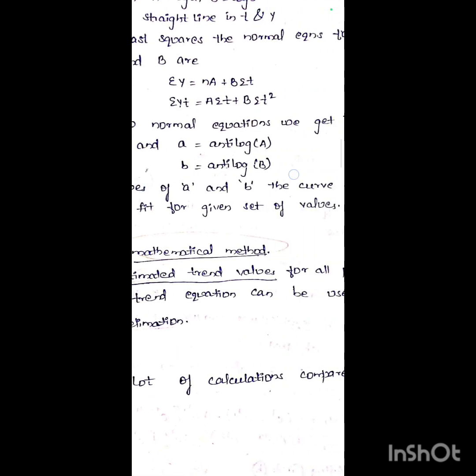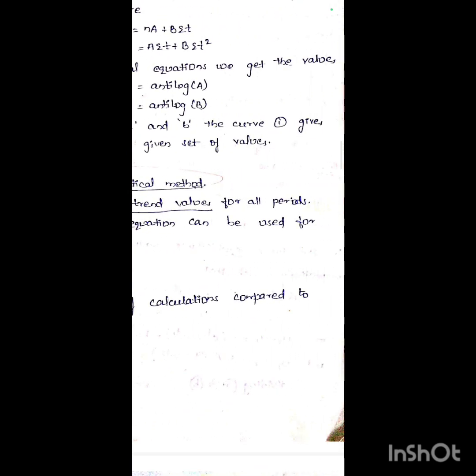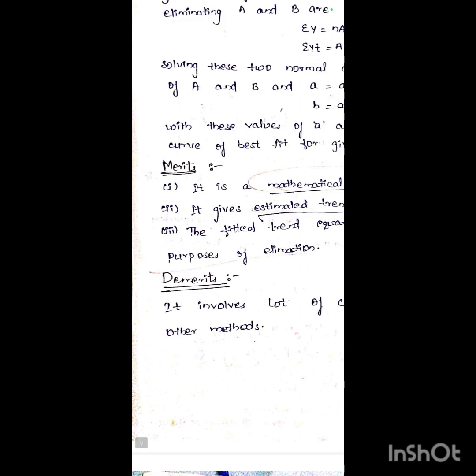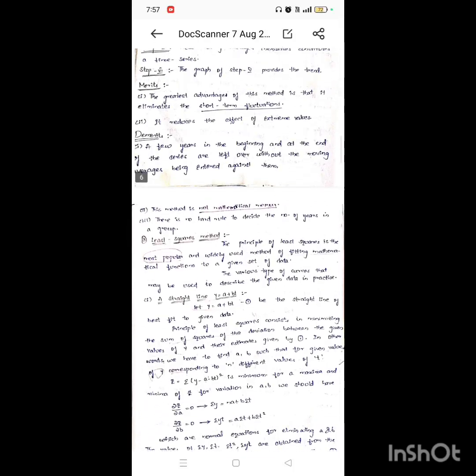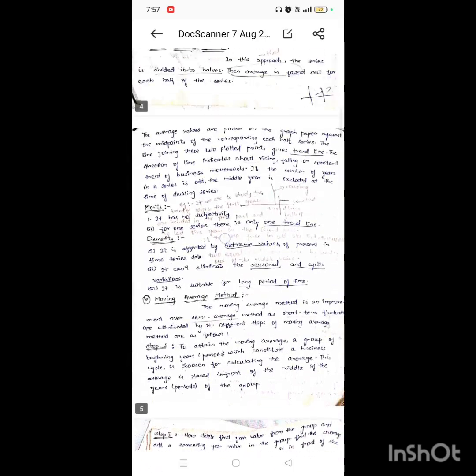That is, it is a mathematical method. It gives estimated values for all periods. The fitted trend equation can be used for the purpose of estimation. The demerit is that it involves a lot of calculations compared to the previous or other methods. So these are very important calculations of trend.